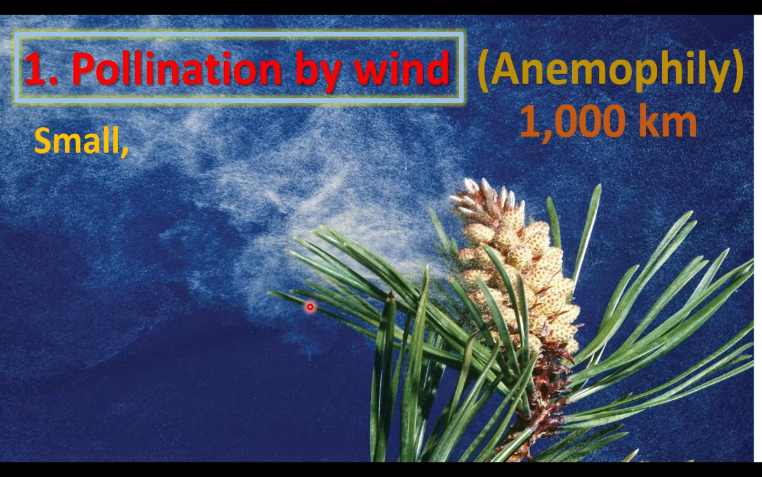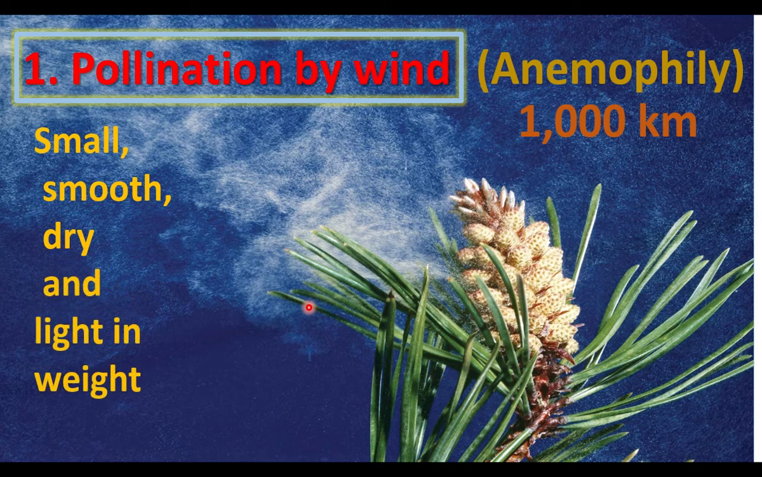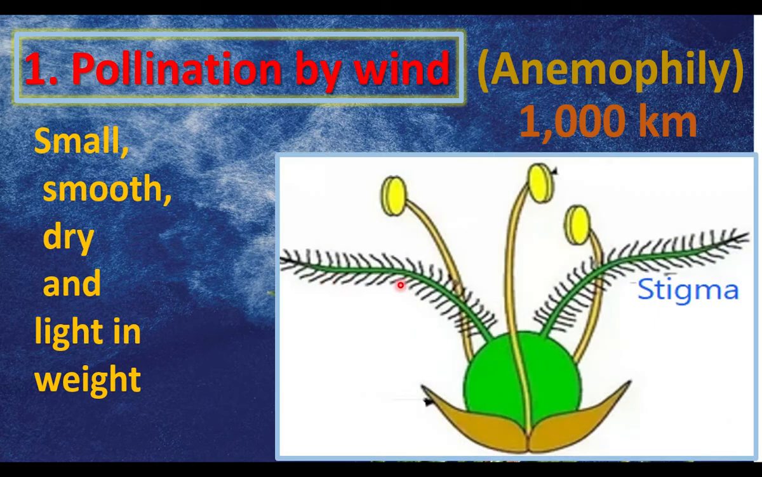The pollen grains are smaller, smooth, dry, and light in weight, so that they can be easily carried by wind. The stigmas of the flowers are feathery. The feathery stigma comes out of the flower, so the stigma can easily trap the pollen grains floating over the wind. It is seen in grasses and some plants like cacti and sugarcane.